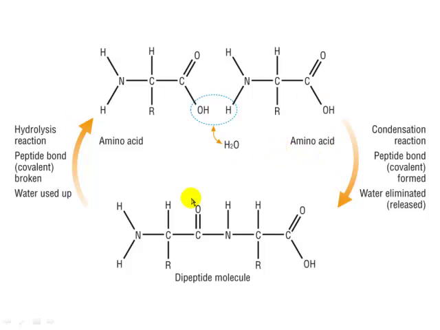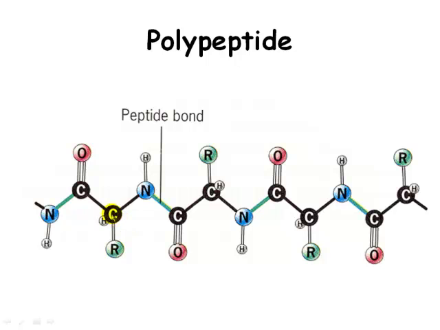Now if you look, we can do this at either end. So we can do it here, we can do it here. So basically you can end up with very, very long chains of amino acids. And here we've got a long chain. A polypeptide is basically a short protein. You can see here we've got the peptide bonds being formed.